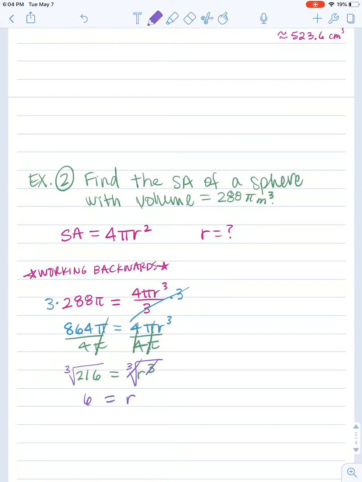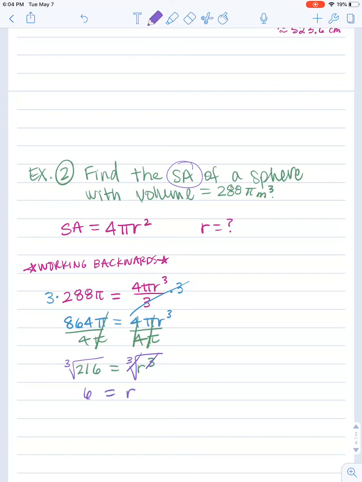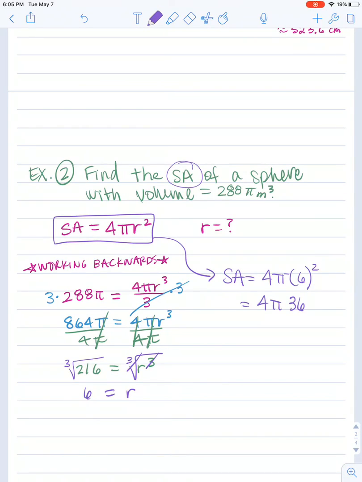All right. But we're not done, right? We actually wanted to find the surface area. So once we have that, then we take this surface area formula, and we're just going to plug in the radius. So 4 pi times 6 squared. That is going to be 36. 36 times 4 is going to give me 144 pi is my answer, and that is meters squared. The radius was meters. Surface area is meters squared.